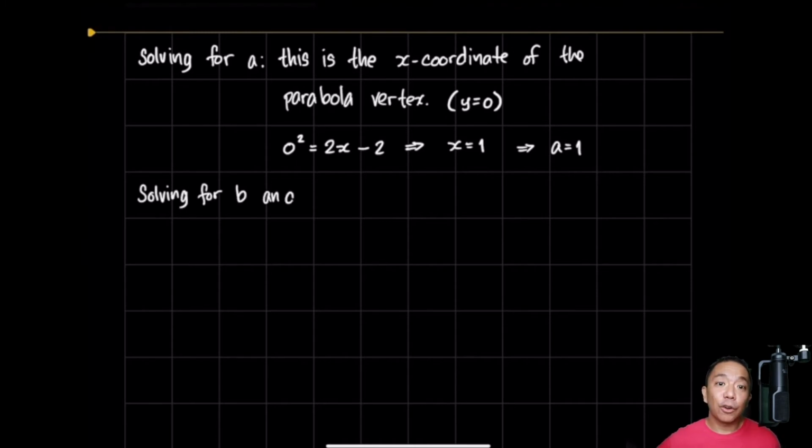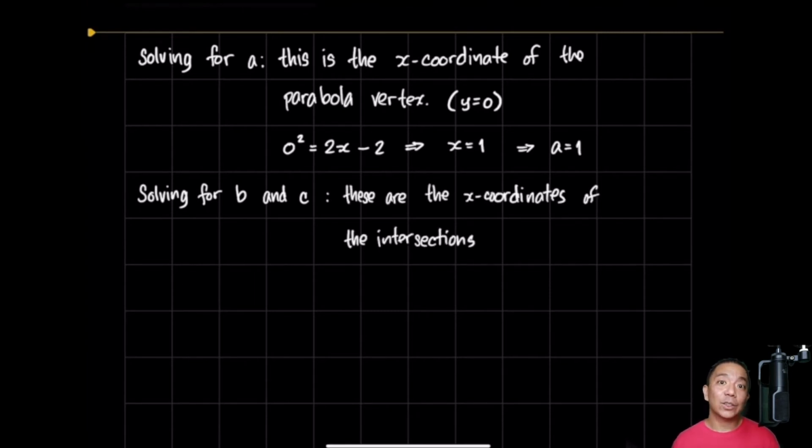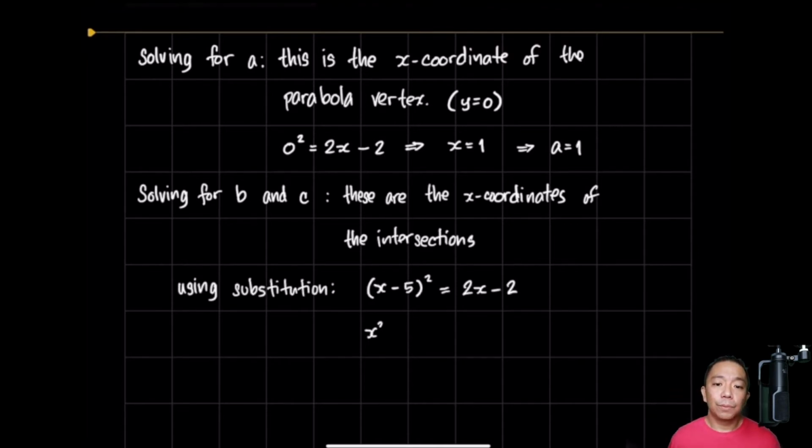Next, let's solve for B and C. Gamit tayo ng substitution method ng pag-solve ng systems of equations. Si B and C siya yung x-coordinates ng dalawang intersection points natin. So, di ba, it's y squared equals 2x minus 2, tsaka y equals x minus 5. So, equate natin yung dalawang y values.